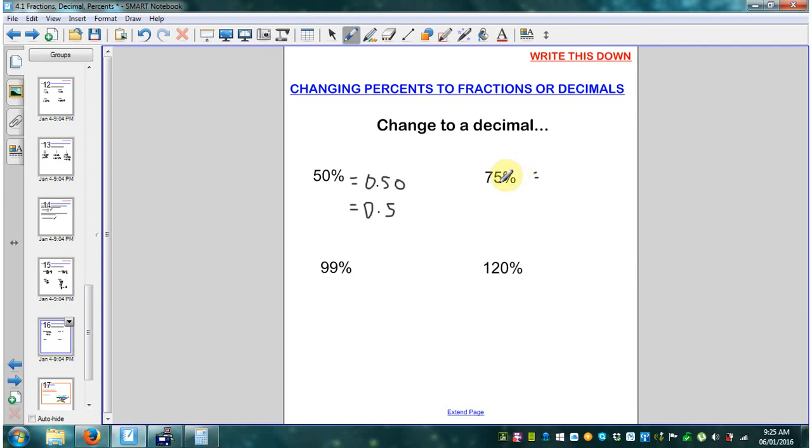75, move our decimal over 2 places, 1, 2, 0.75. This one becomes 0.99. And 120, if we move that over, 1, 2, decimal lies between the 1 and the 2, so we have 1.20. Or just 1.2 if you want to write it like that.